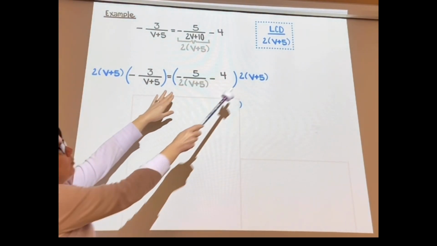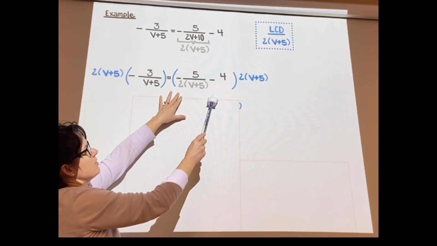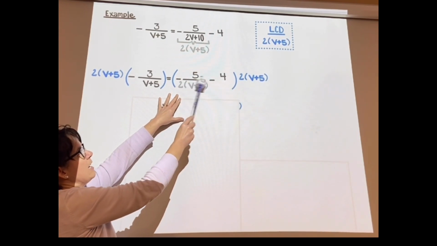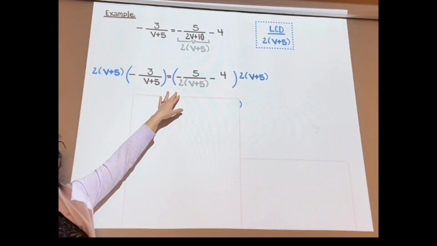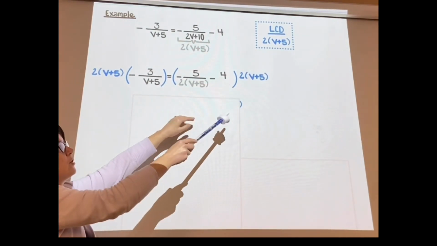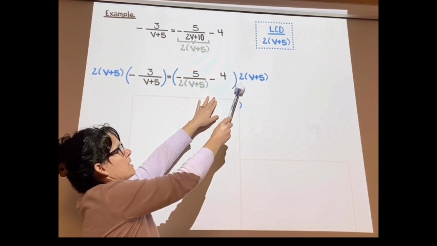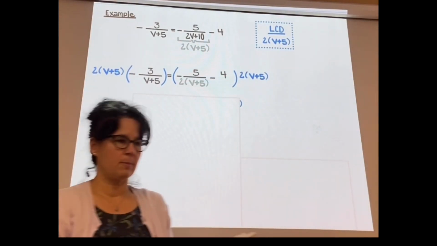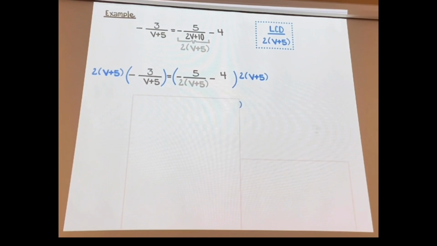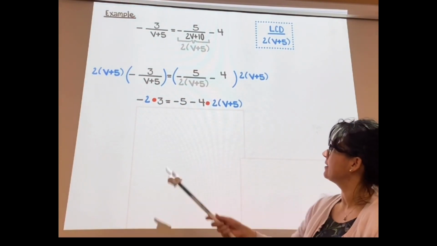Okay, now here, when I run that through, the 2 cancels, the v plus 5 cancels, and so I still have a negative 5 and a 2, and that's multiplication because of the distributive property, so negative 5 times 2. And then when I run this through, I have negative 4 times 2 times v plus 5. And I color-coded it just so that you could see what's left over in case you need to look back at it. But we have negative 6.